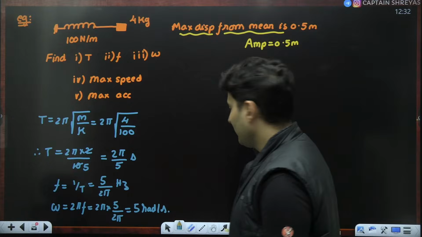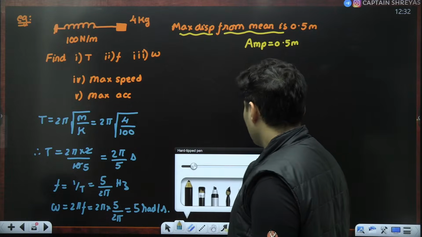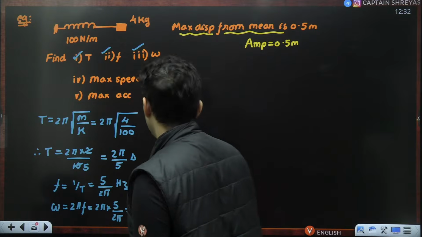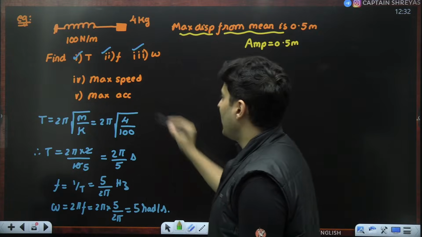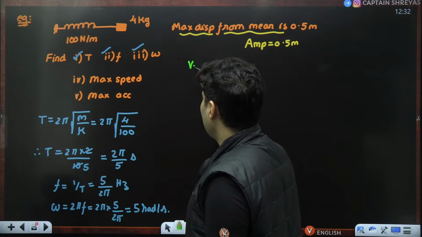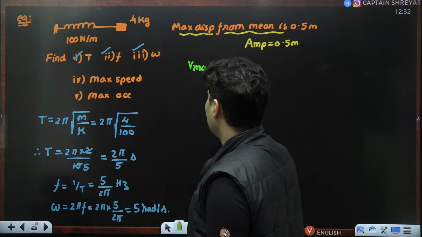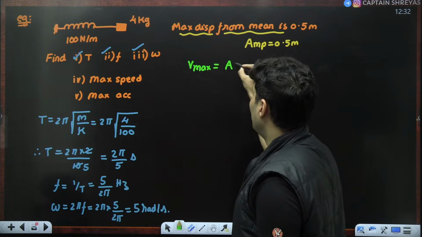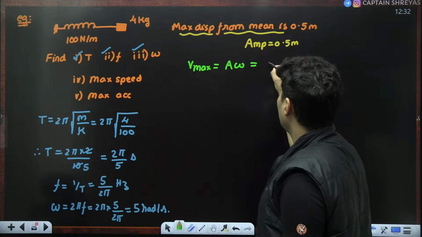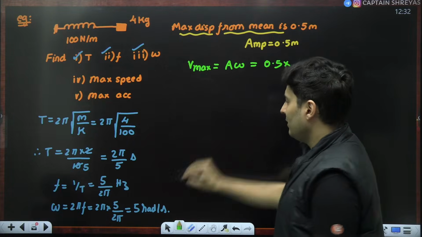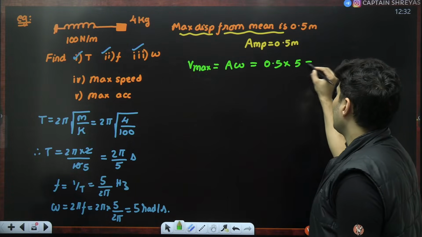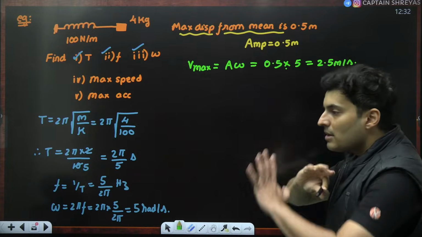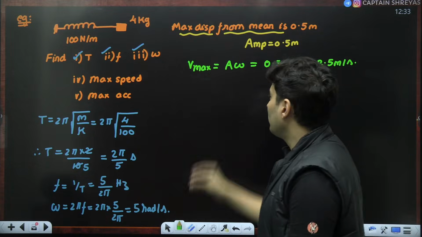We got that. Next, since we have found out time period, frequency and omega, next is maximum speed and maximum acceleration. Maximum speed is nothing but A omega. So amplitude is 0.5. Omega, we just got it from here. So 5 fives are 25. So 2.5 meters per second is the maximum speed with which it can travel.